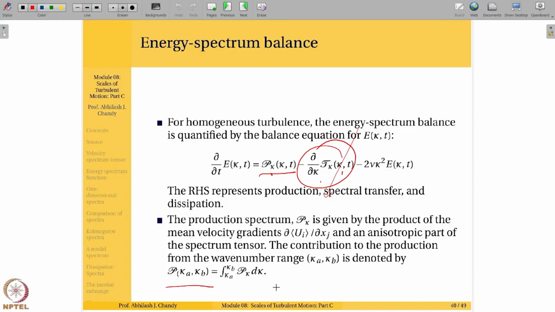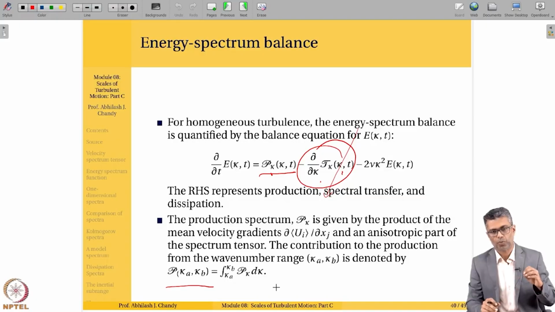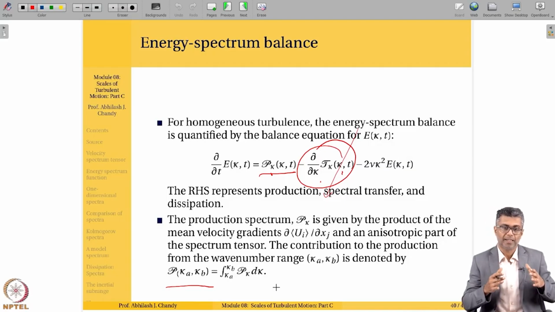So again, just to cover what we were talking about towards the end of last class, this is the energy spectrum balance. It's a balance equation for the energy spectrum, as in the 3D energy spectrum, which is E of kappa, t, and kappa is the wave number magnitude. So the time derivative of the energy spectrum function, as in the rate of change of the energy spectrum with respect to time, is what forms the balance equation for E of kappa, t.